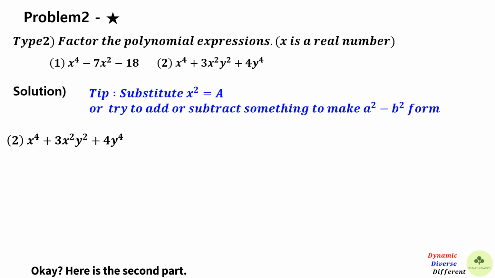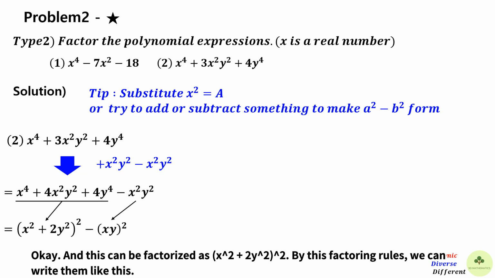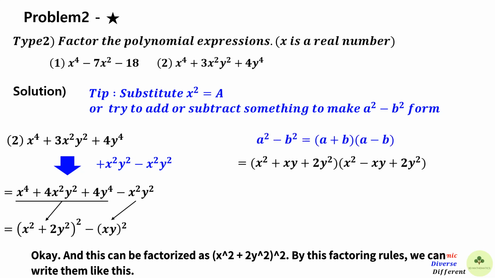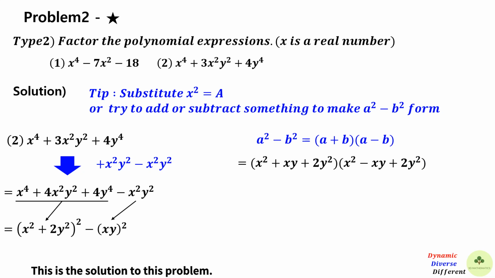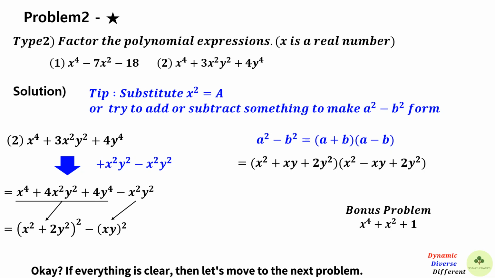Here is the second part. If we add plus x squared y squared minus x squared y squared, it is equal to the original expression. Okay? And this can be factorized as (x squared plus 2y squared) to the power of 2 minus the other term. By factoring these, we can write them like this. This is the solution to this problem. If you'd like to solve this type of problem more, here is the bonus problem. Okay? If everything is clear, then let's move to the next problem.